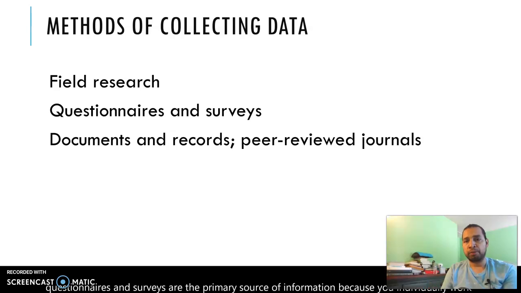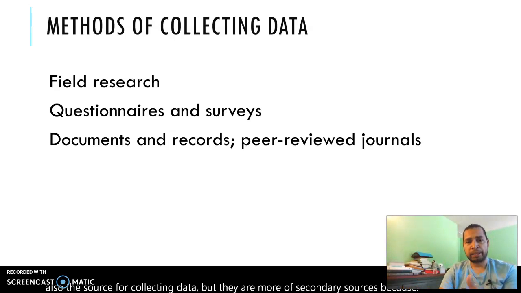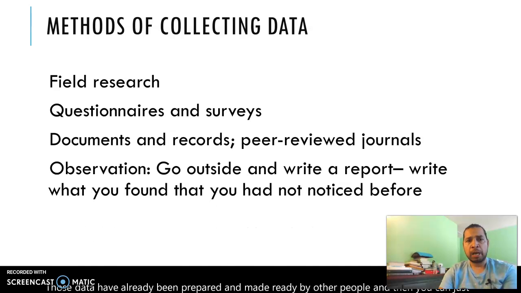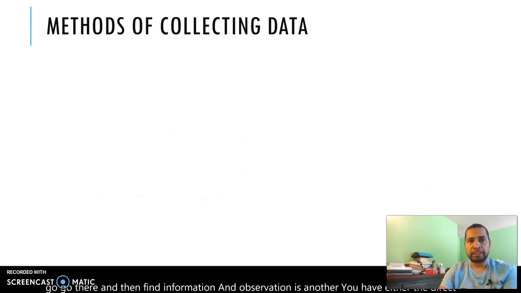Documents and records, reviewed journal articles are also sources for collecting data, but they are more of secondary sources because those data have already been prepared and made ready by other people, and you can just go there and find information. Observation is another. You have either direct observation or participant observation, and then you write a report. That way also you can collect data.